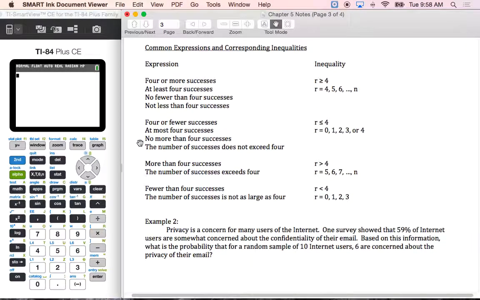Now, what you're going to be given is story problems. They won't come out and say R is greater than or equal to 4. You'll have to make sure you're reading for clues to figure out if it's greater than or equal to, less than or equal to, greater than, or less than.